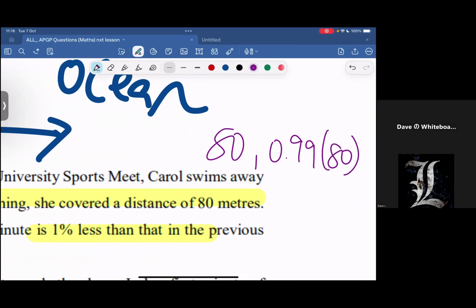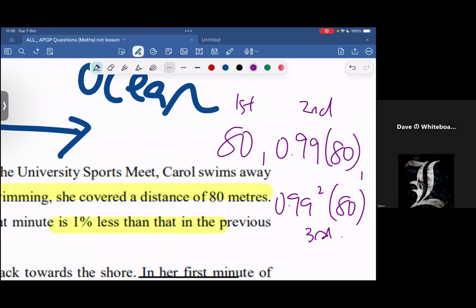And of course, if you continue on, the next distance that's being covered is 0.99 squared times 80. So this is the first minute, this is the second minute, and this is the third minute, the distance she covered.